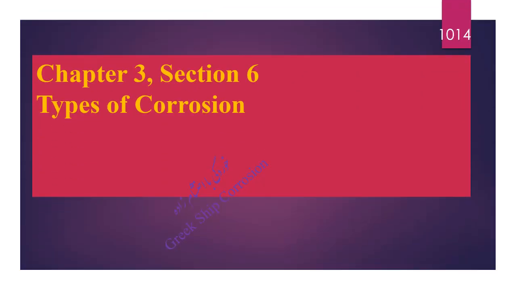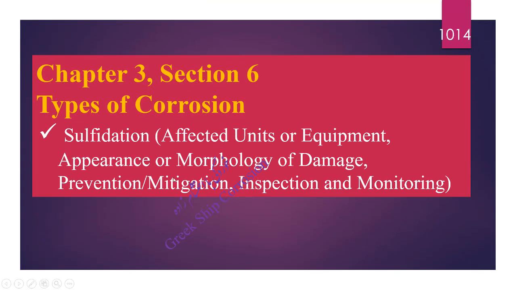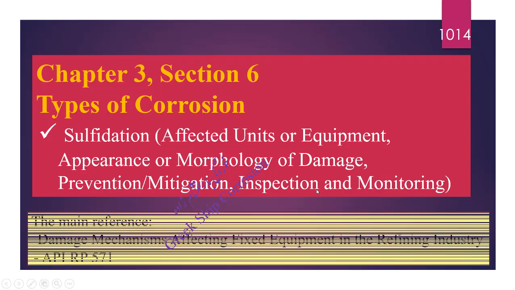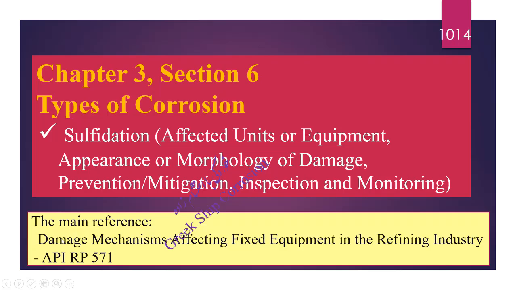Chapter 3, Section 6, Types of Corrosion. Sulfidation: affected units or equipment, appearance or morphology of damage, prevention, mitigation, inspection and monitoring. The main reference is Damage Mechanisms Affecting Fixed Equipment in the Refining Industry, API RP 571.